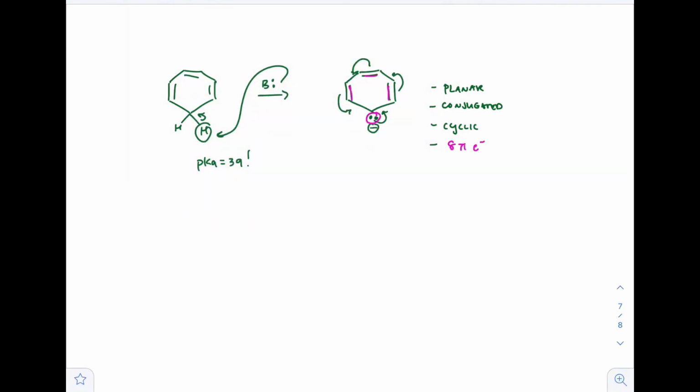It's almost like a regular benzene, right? Benzene's 41, super hard to mess with. It has 8 pi electrons, so it's anti-aromatic. Remember, anti-aromatic means it's very unstable. And remember, when it comes to acidity, the more stable the conjugate base, the lower the pKa. So since it's got an unstable conjugate base, it's a high pKa, so 39.